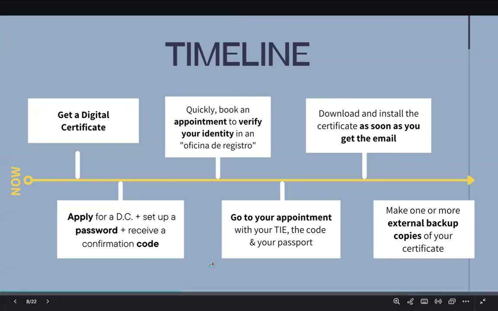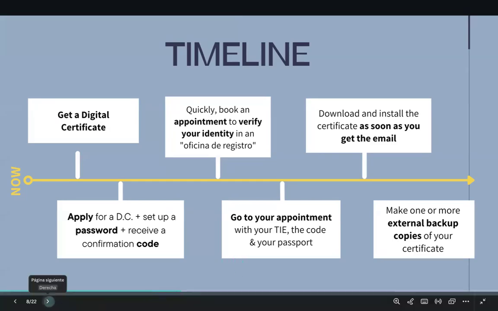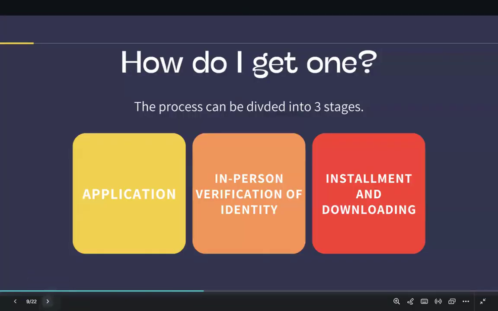The appointment itself only takes 5 minutes. After the appointment, you get to download and install the certificate through your email. And once it's installed, you can make backup copies just in case your computer fails or it doesn't get installed properly. And then that's when you can submit your documents to Mercurio, which is the second step.